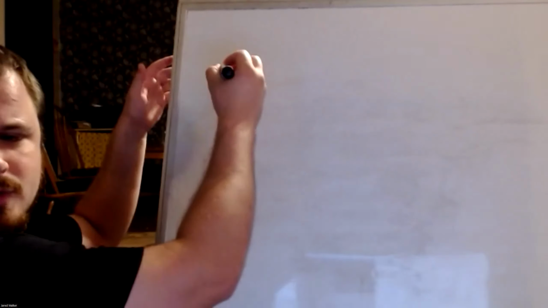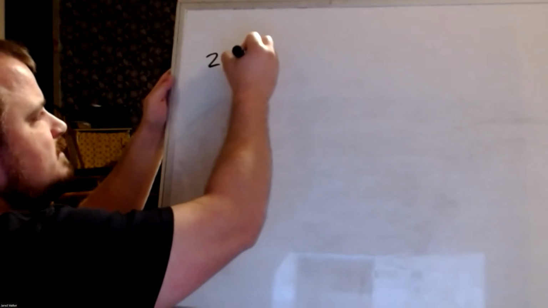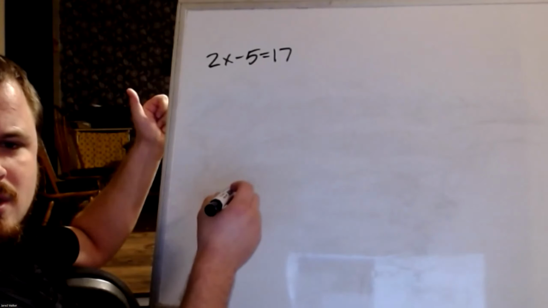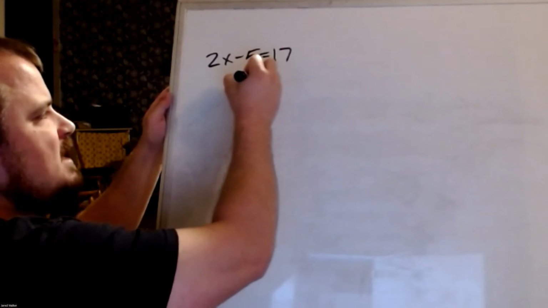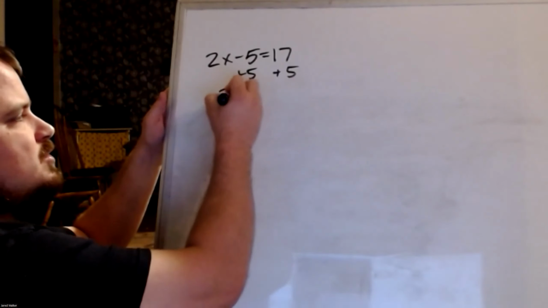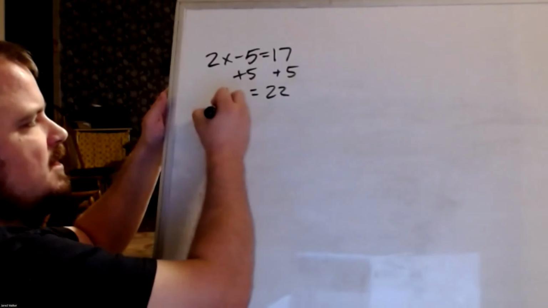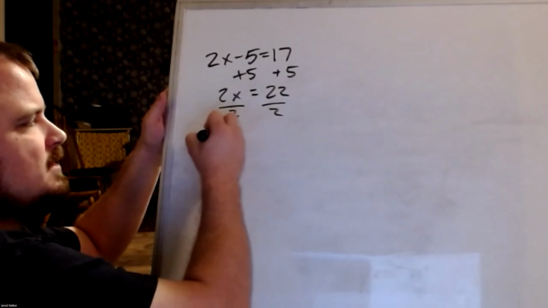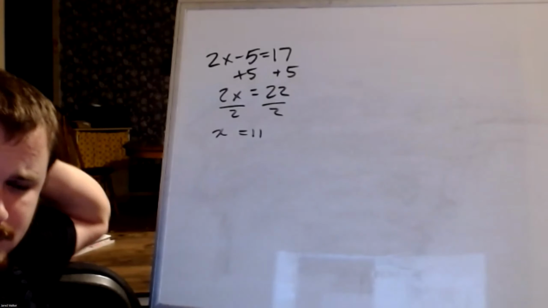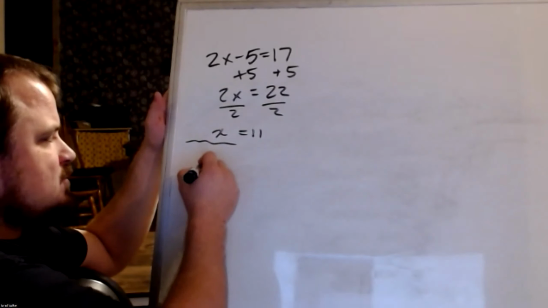So 2x minus 5 equals 17. For this, we need to go plus 5 on both sides. And so we'll have 2x equals 17 plus 5, which is 22. Divide by 2. x equals 11.